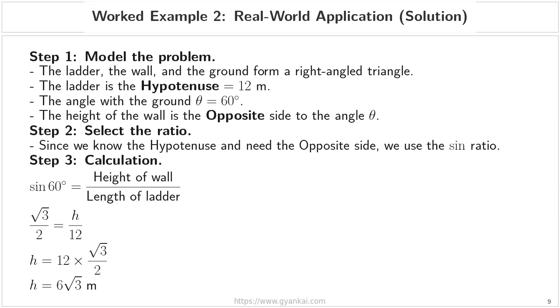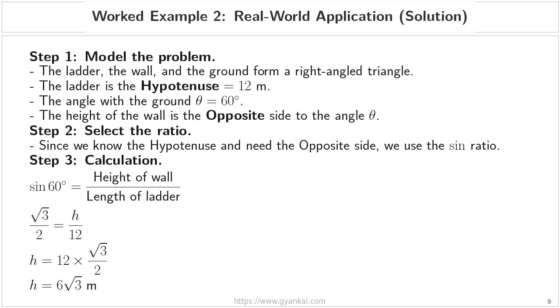Now, let's proceed to step 3, the calculation. We set up our equation by stating that the sine of 60 degrees is equal to the height of the wall divided by the length of the ladder. From our special ratio summary table, we know that the sine of 60 degrees is equal to the square root of 3 over 2. So, our equation becomes, the square root of 3 over 2 equals h over 12.